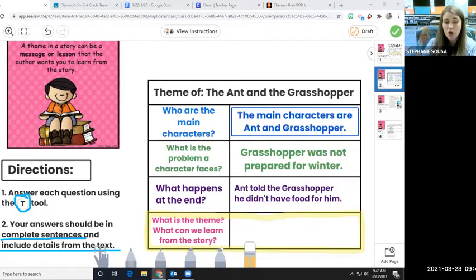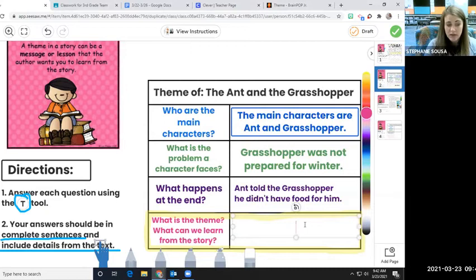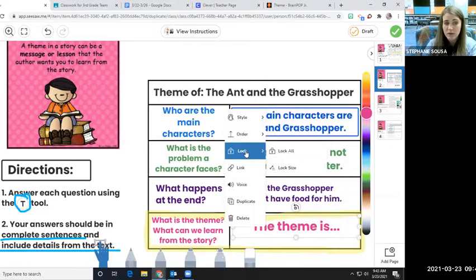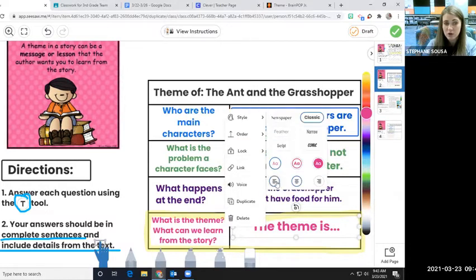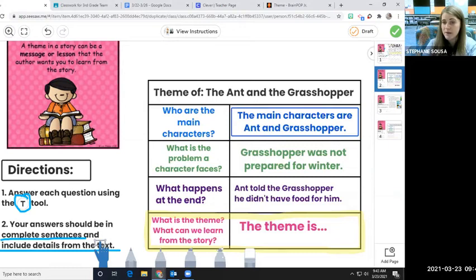There is not only one theme of a story. Many times there are several lessons that can be learned. So all of your sentences are going to start like this. What is the theme? The theme is, and I want you to finish that sentence, okay? Finish that sentence with what the theme is, and then you're going to share your sentence with us here in a moment. You're going to read what you came up with, okay? The theme is, finish that sentence.